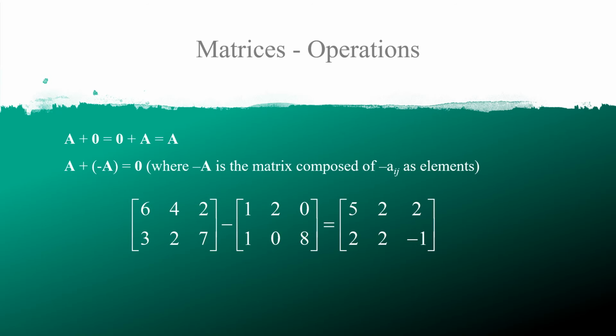All right, so if I want to subtract two matrices, again, the easiest way to do this is to take each element and subtract them in order. So I'd have like 6 minus 1, which is 5, 4 minus 2, which is 2, 2 minus 0, which is 2, 3 minus 1, which is 2, 2 minus 0, which is 2, and then 7 minus 8, which is -1.